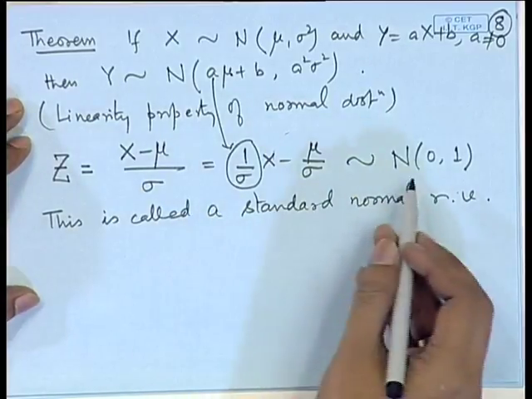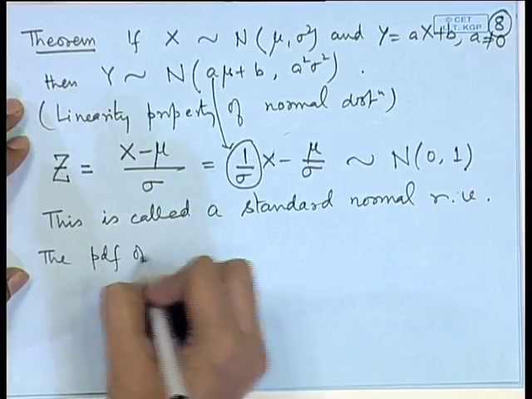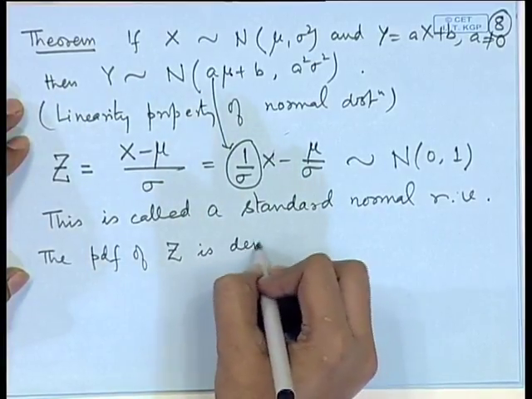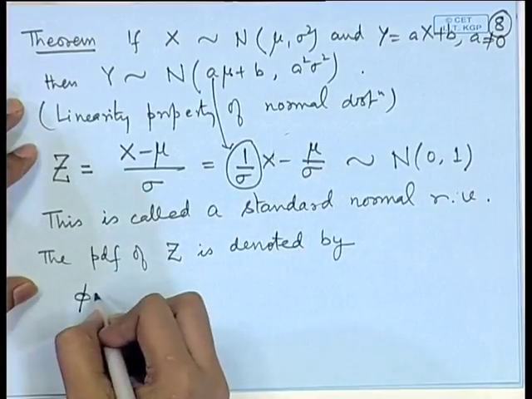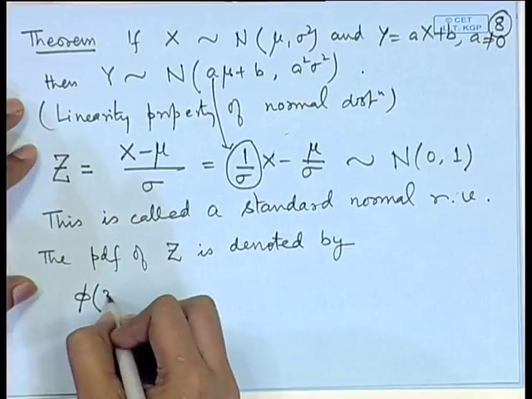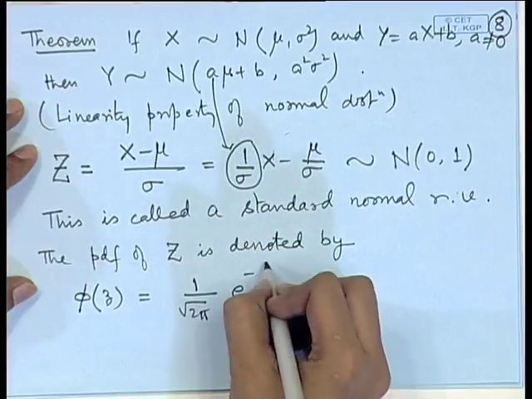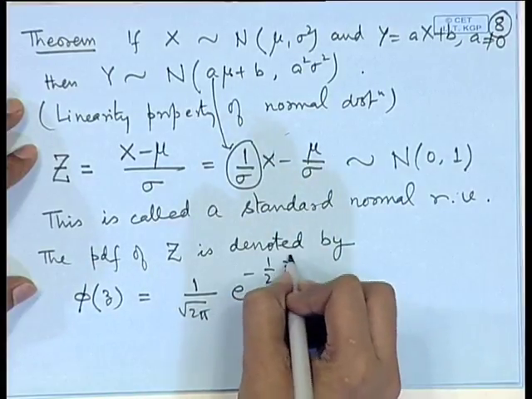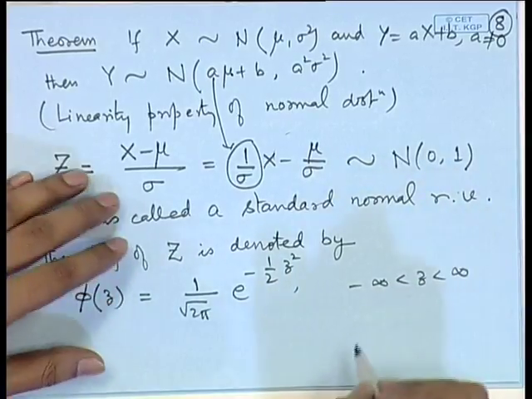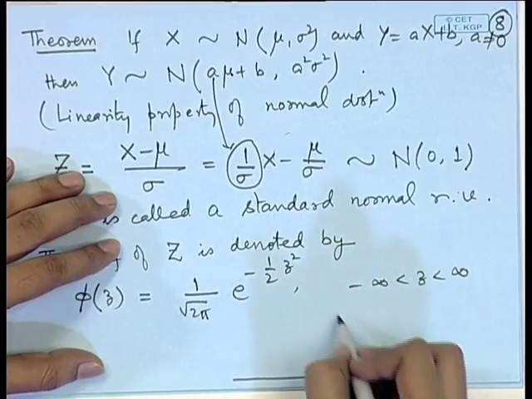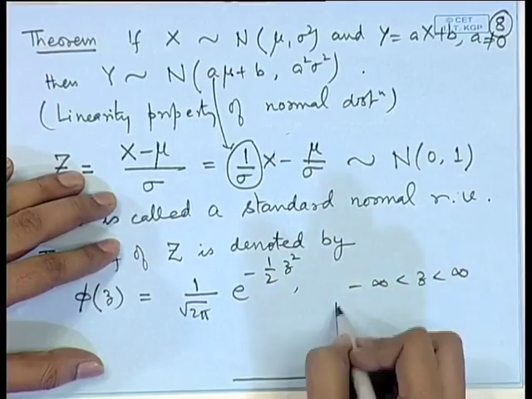Let us look at the density function. The PDF of Z is denoted by, so there is a standard notation, it is small phi of z, it is 1 by root 2 pi e to the power minus 1 by 2 z squared. We can see the shape of it. This is symmetric around z equal to 0.